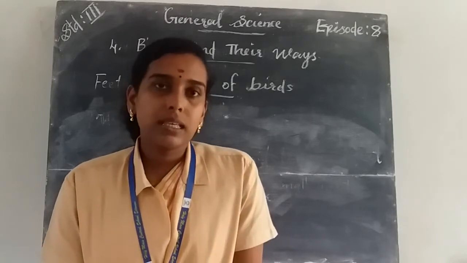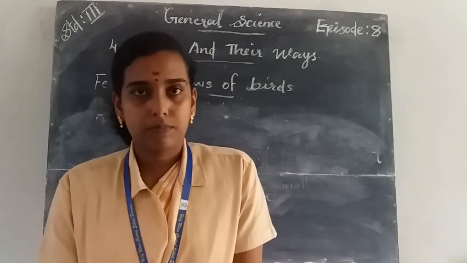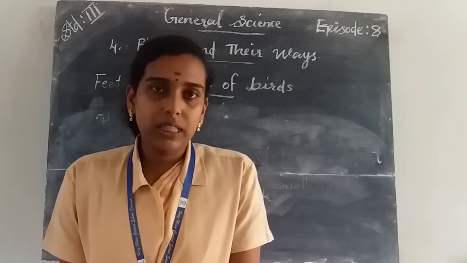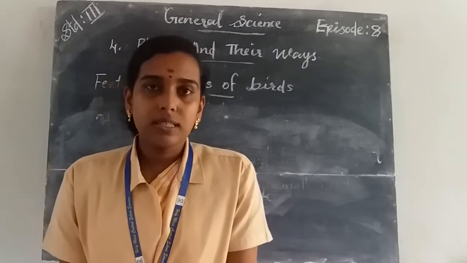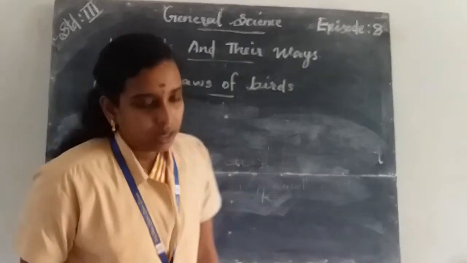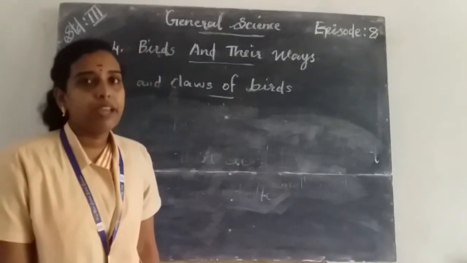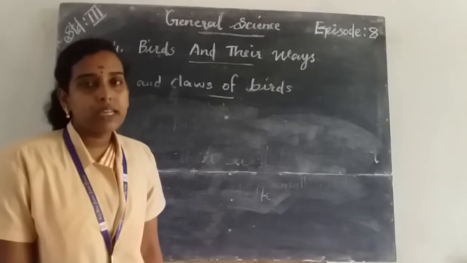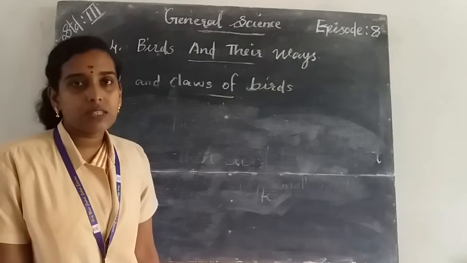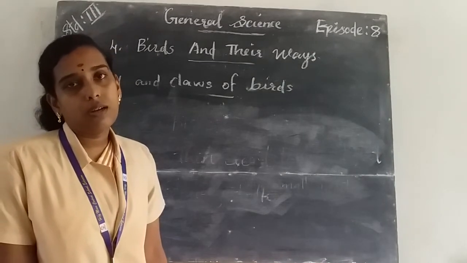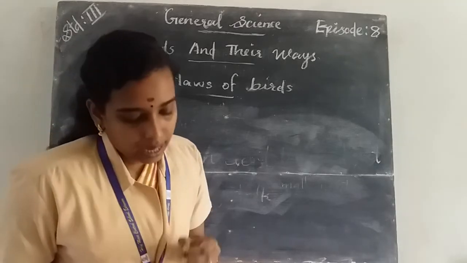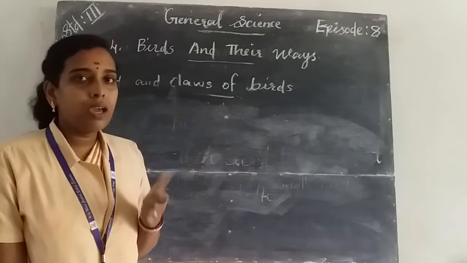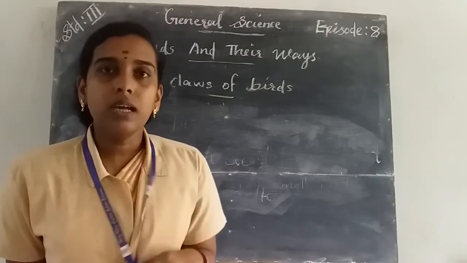And the next one is we studied about feathers of birds. There are different types of feathers found in birds. There are mainly two types of feathers. They are down feathers and flight feathers. Down feathers means the small and fluffy feathers which cover the body of a bird are called down feathers, and the down feathers help the birds to stay warm. The down feathers keep the bird warm.